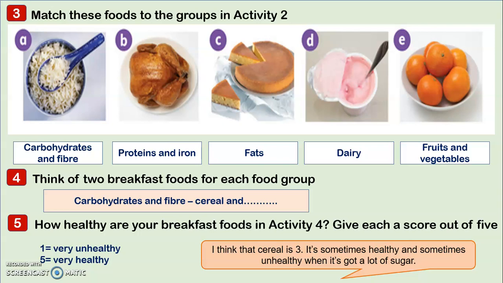For example, if you can see here, rice is healthy, right? And what else? For example, dairy is very healthy because every day you have to eat that kind of food. For example, milk, cheese, yogurt, and so on. Also, very healthy is eating fruits and vegetables, right? That's right. But what about fat? Yes, eating cake is not good, no? It's unhealthy. That's right, my dear students.